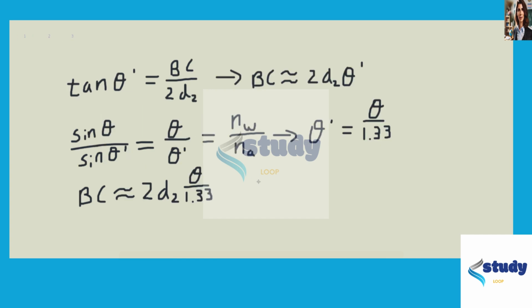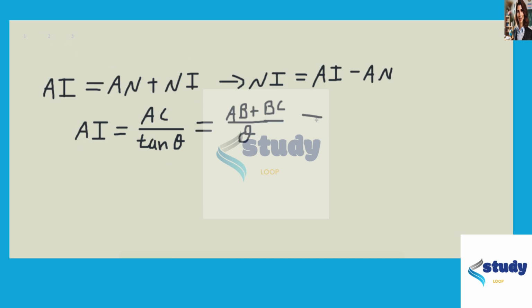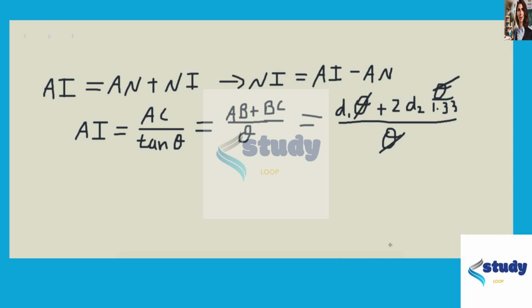So we can just go ahead and plug in those values, and we find a new expression for AI. We see that it's equal to D1 times theta plus 2 times D2 times theta over 1.33. And this is all divided by theta. And so now it makes sense why we put everything in terms of theta, because these theta values are going to cancel. That cancels with that, which cancels with that. And we're left with everything in terms of D1 and D2, which we know those values.